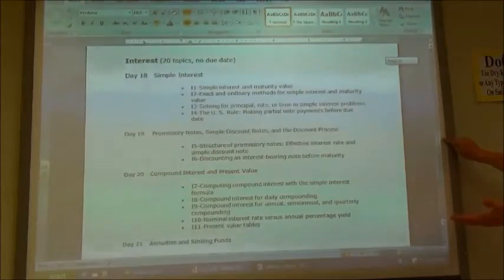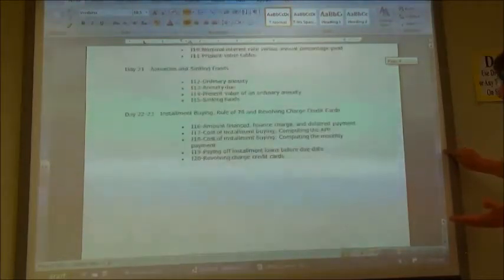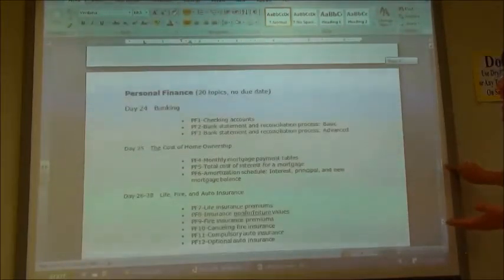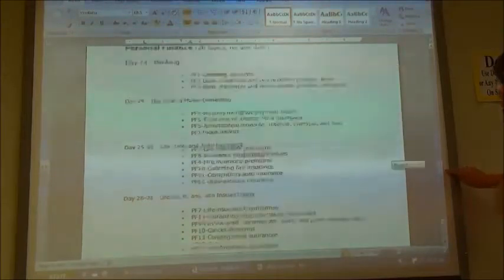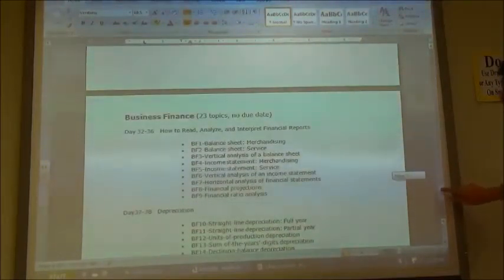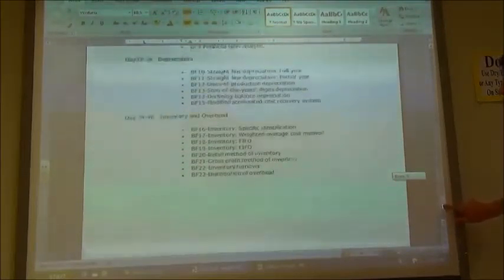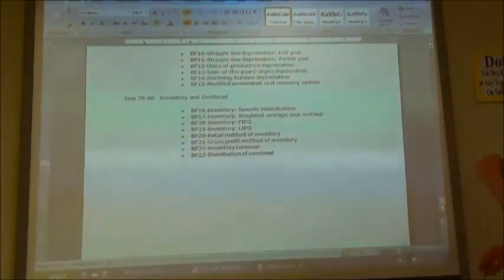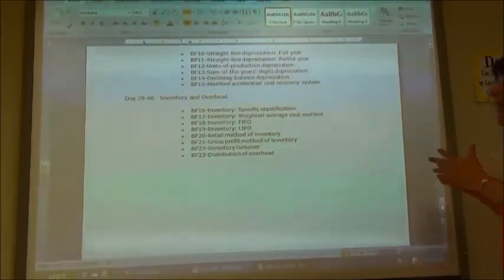Then the interest topics, which will be day 18 down to day 23. And then personal finance, which is day 24 down to day 31. And then the last section is business finance, day 32 down to day 40. So I've kind of divided them up into little sections, and you have the syllabus copy here that you can kind of see what the names of things are and how they go.